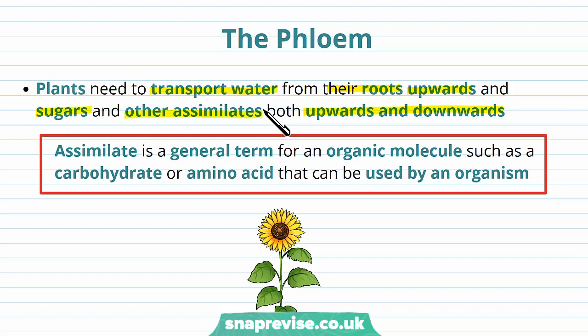So an assimilate is a word that you might have come across in different parts of biology. It's a general term that doesn't really refer to a specific molecule, but it just means any organic molecule that could be a carbohydrate or an amino acid or a hormone, and it's basically anything that's used by an organism. So it's actually quite a broad term that could cover anything from nucleic acids to proteins or anything that's used by a living thing. So the phloem transports these, whereas the xylem transports the water.